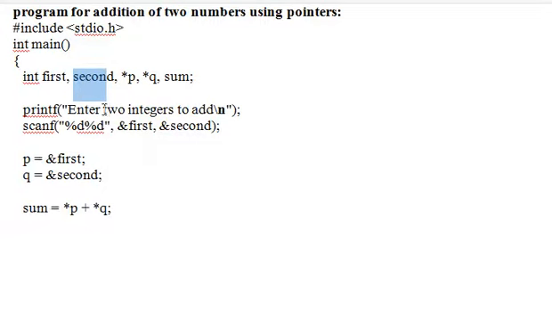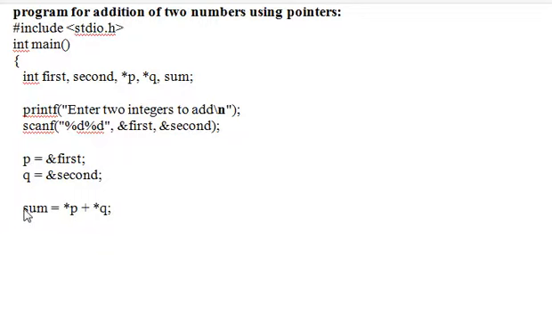Next, I am giving the address of variable first to pointer variable p. So pointer variable p has the address of variable first. Okay. Next, q = &second. So I am giving the address of variable second to pointer variable q. So p has the address of the first variable, and q has the address of the second variable.